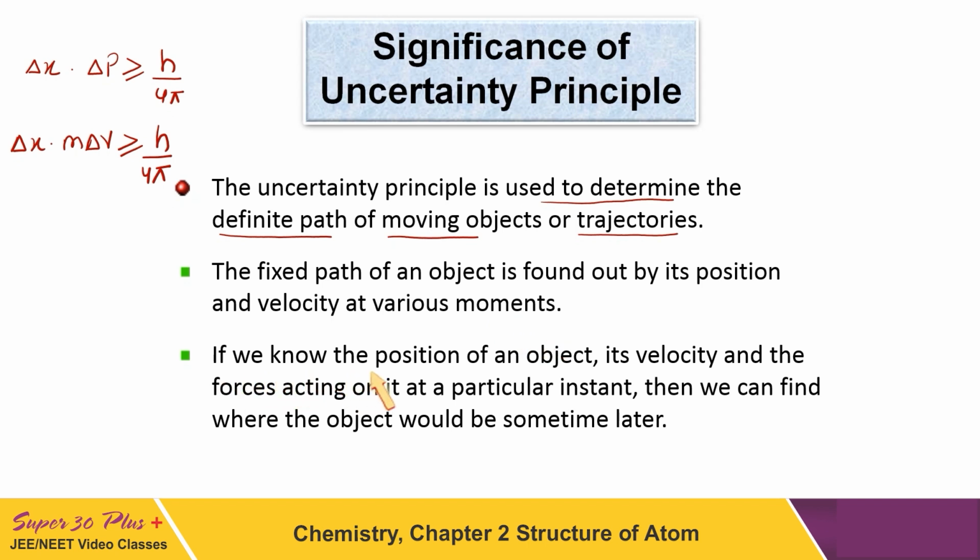So if we know the position of an object and its velocity and the force acting on it at a particular instant, any given time, then we can find where the object would be some time later. By calculation of the classical mechanics model and the forces, we can predict where this object would be after some time. So we have an idea about the trajectories, as I told you.